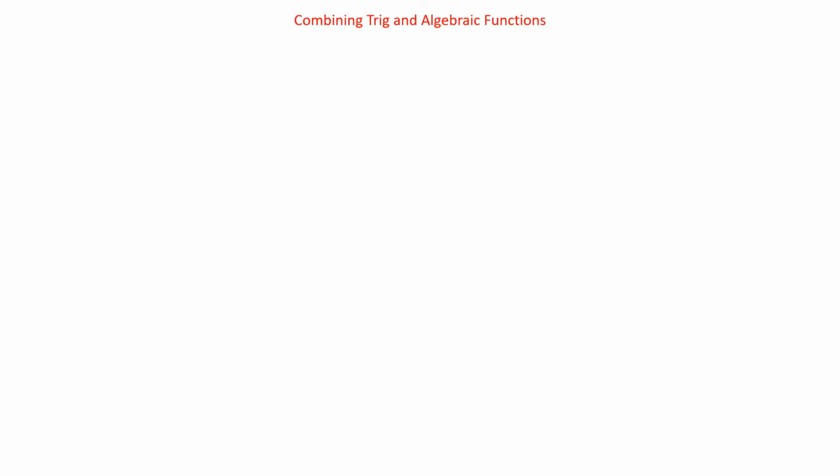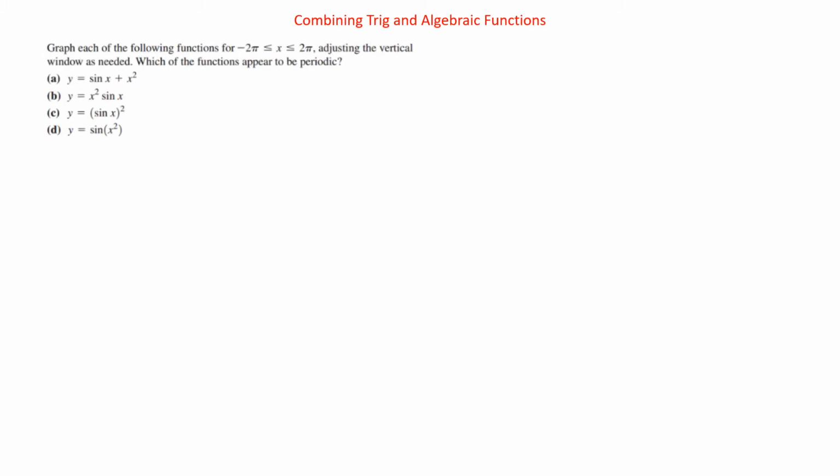So, first step, let's look at combining some trig functions. So I have four functions that all combine x squared with sine of x. We have sine of x plus x squared. We have x squared times sine of x. We have sine of x squared. And then we have sine of x squared. So all of these are a bit different.